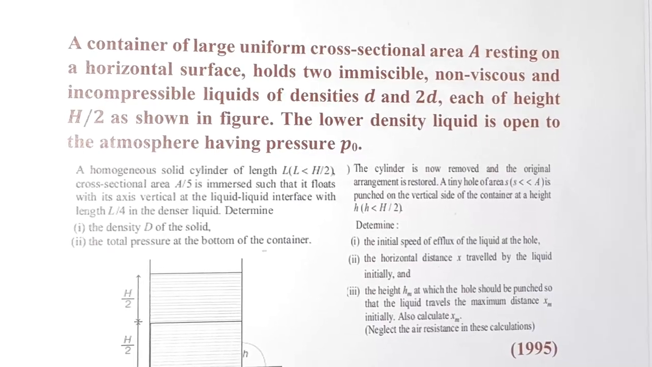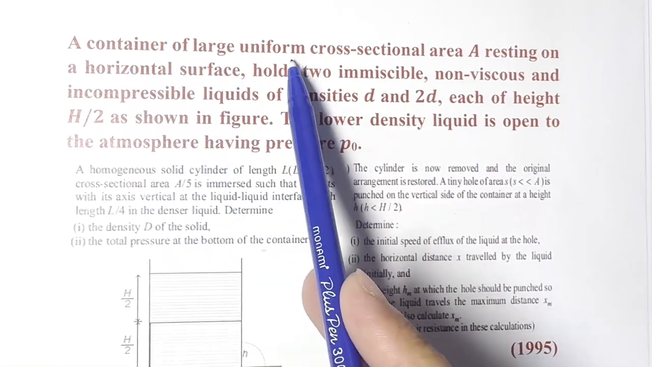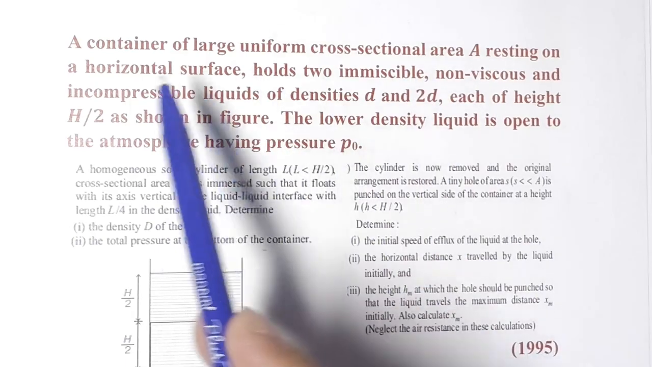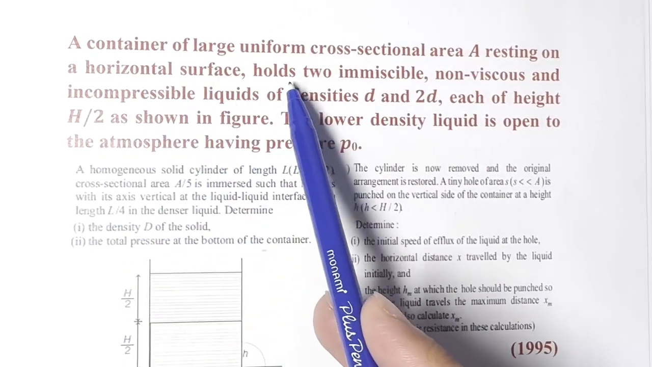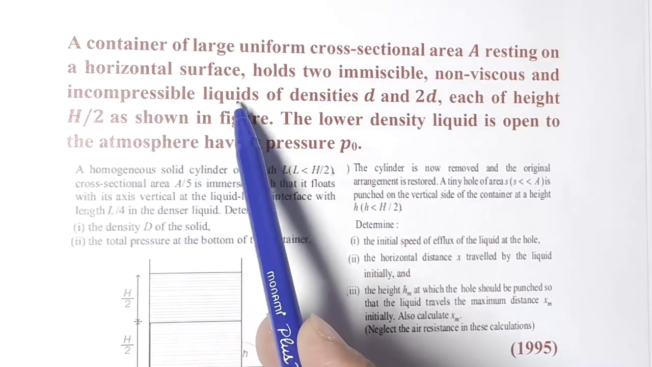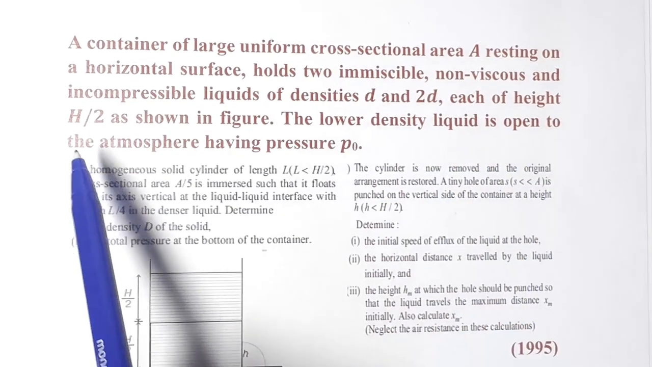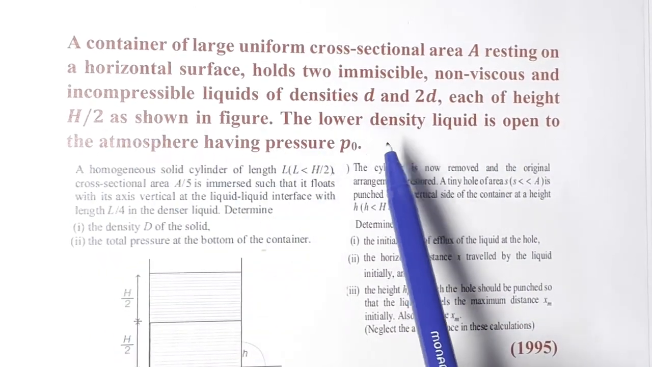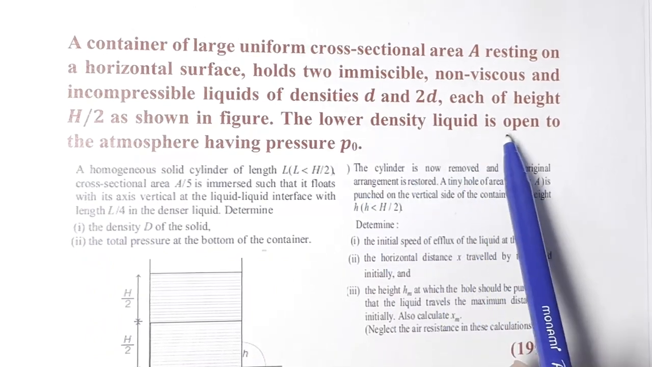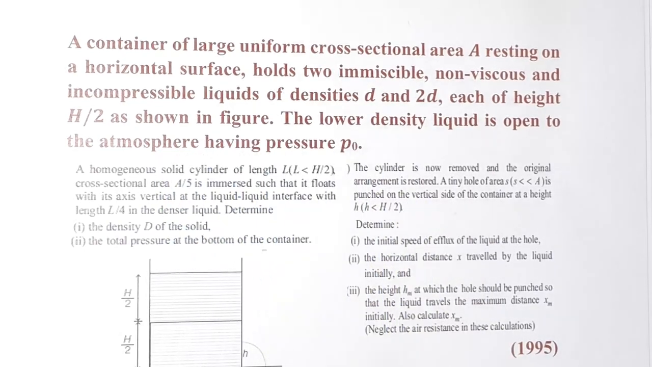Hello friends, today's question. A container of large uniform cross-sectional area A resting on a horizontal surface holds two immiscible, non-viscous and incompressible liquids of density D and 2D, each of height h by 2 as shown in figure. The lower density liquid is open to atmospheric pressure, atmosphere having a pressure P0.